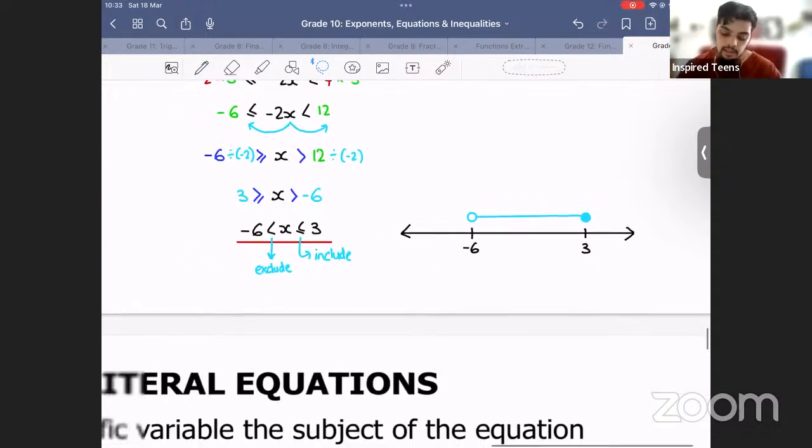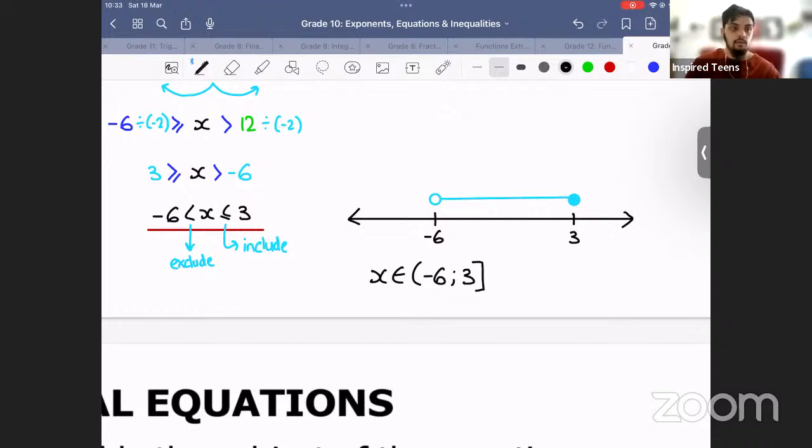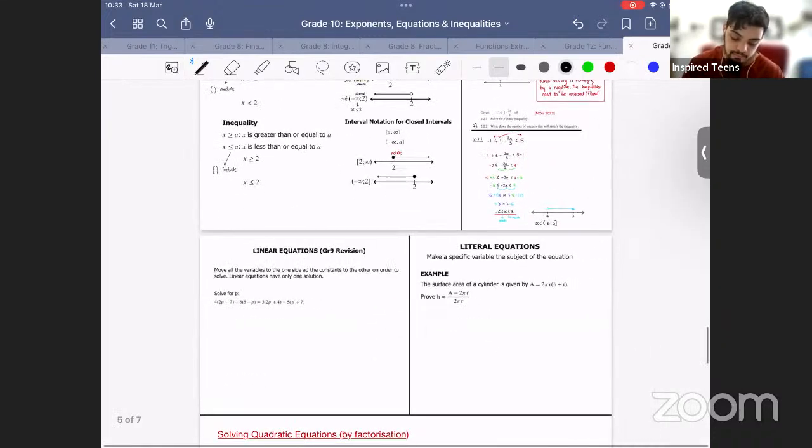Okay, let's pretend that that is straight. So that's that expressed in terms of a number line. Let's talk about interval notation. I could say x is an element of (-6, 3]. -6 is my starting value, 3 is my ending value, -6 is excluded, 3 is included. Okay, cool. I hope that makes sense. Let us move on.